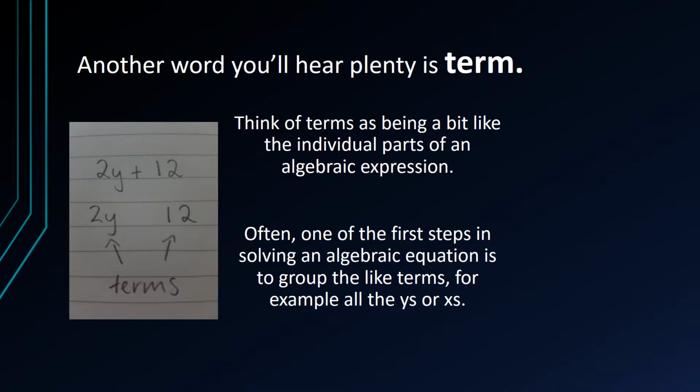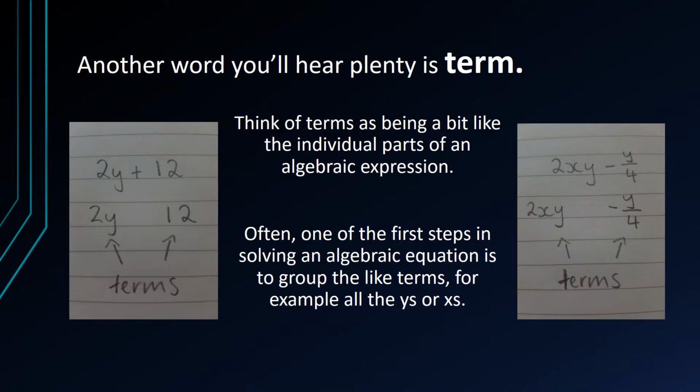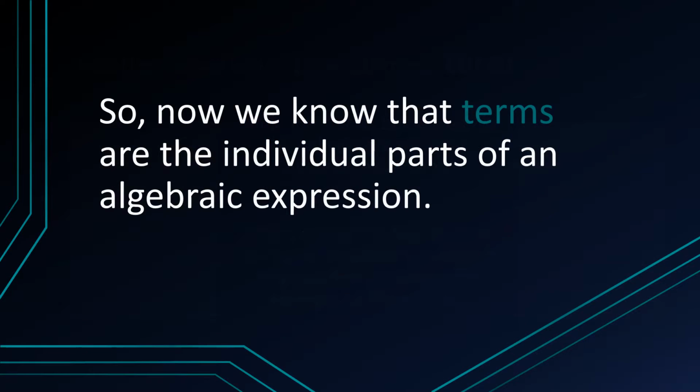So in this example, your expression is 2y + 12. And here you've got two terms. You've got 2y and 12. In this next example, where your expression is 2xy minus y on 4, again, you've got two terms. You've got 2xy, that's one term, and then negative y on 4, and that's your second term. So, now we know that terms are the individual parts of an algebraic expression.